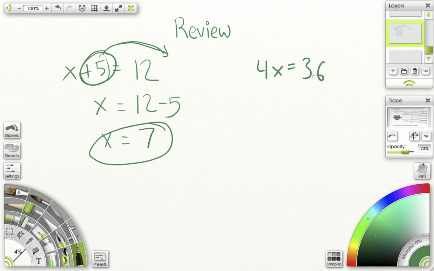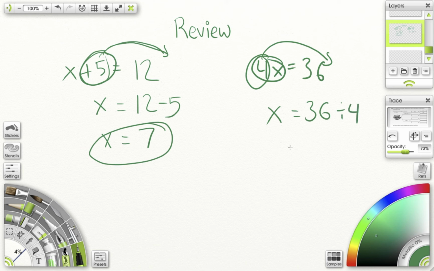We have to figure out the value of x. To do so, remember if it's a multiplication question, to separate the 4 and the x from each other, as I leave my x by itself, I take my 4 and I put it over here, except instead of multiplication, it becomes division. So I take 36 and I divide it by 4, because 36 divided by 4 is equal to 9. X equals 9.